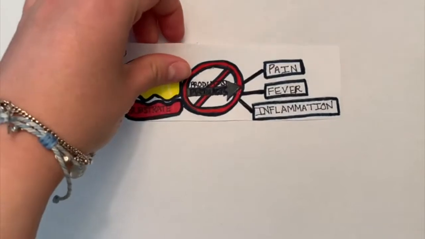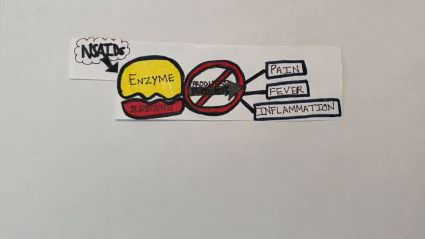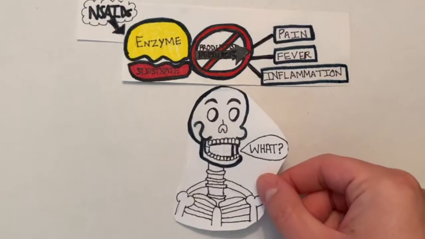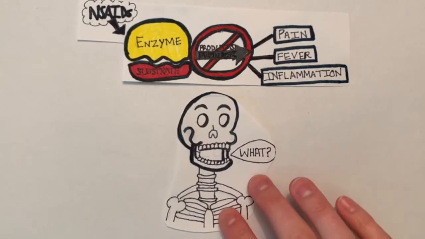NSAIDs act by inhibiting an enzyme in the body that normally makes products that can cause pain, fever, and inflammation. When you take NSAIDs, they go into the body's cells, inhibit this enzyme, and prevent your symptoms. Simple, right? But what if I told you that wasn't all these NSAIDs were doing?